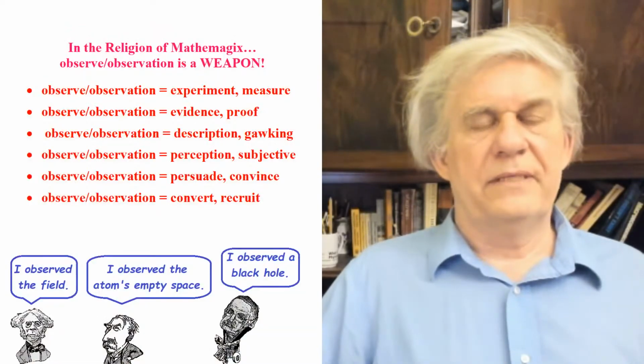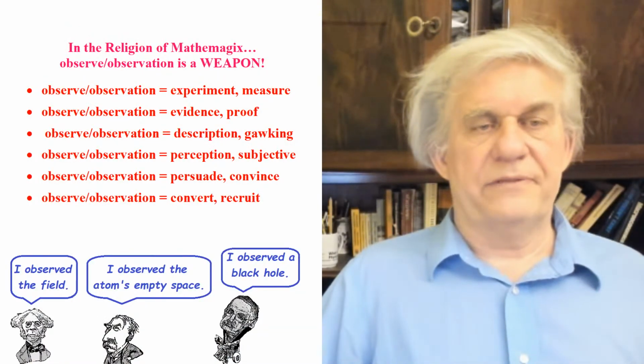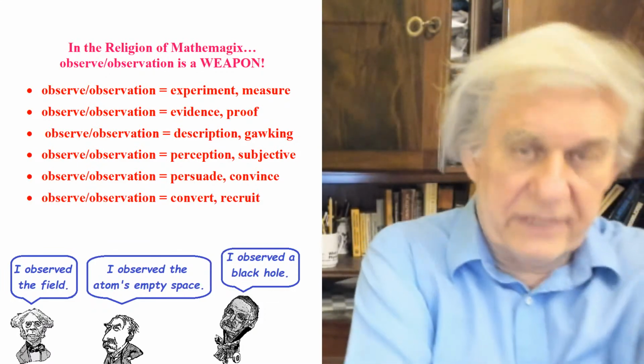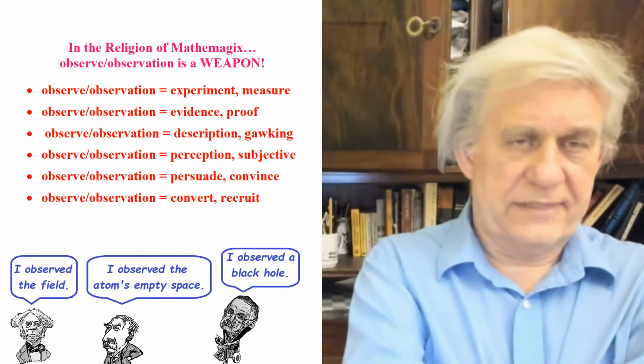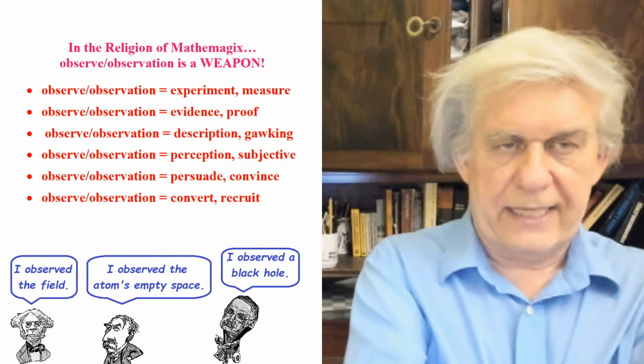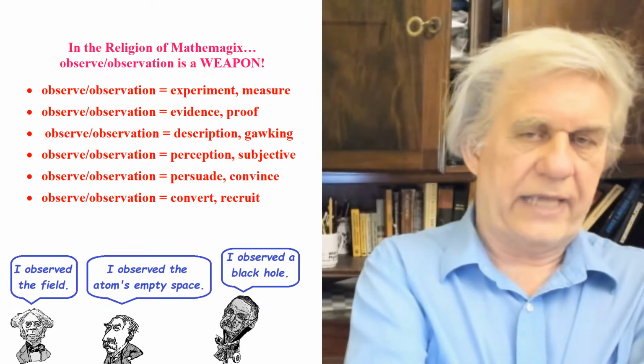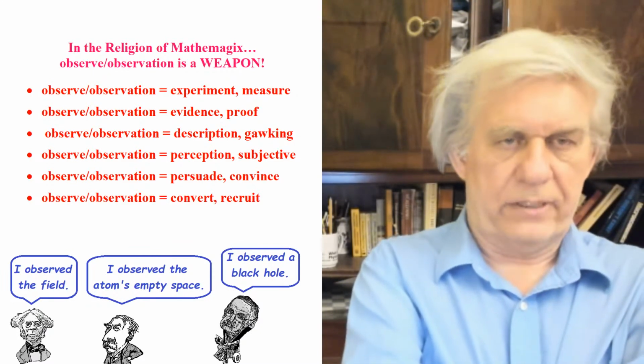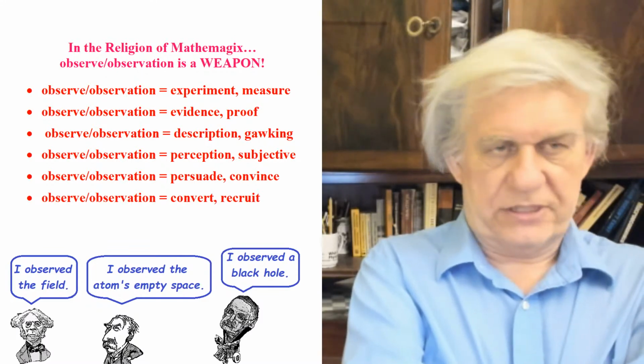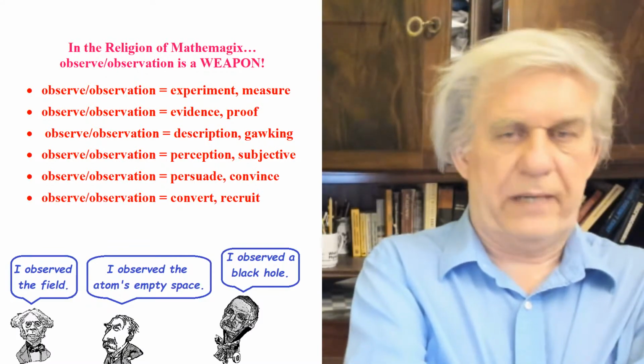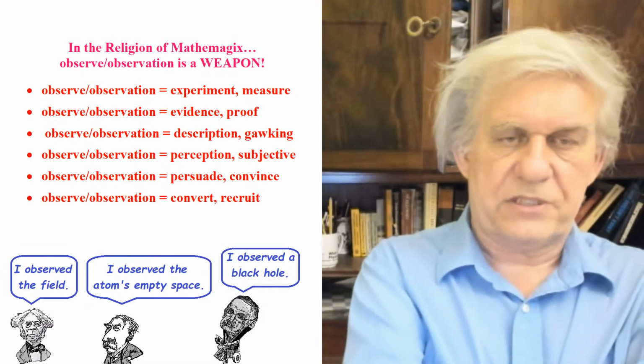Again, people use their inferences as proof, observation as proof, and that is the corollary here. Let me put this up there so that I summarize it. This is the problem with observation. This is the context, so let's keep it in the right context above all. In the religion of mathematics, observation is a weapon. It's used as a weapon. According to the mathematicians, they say observe means experiment and measure. It means evidence and proof. It means description and gawking.